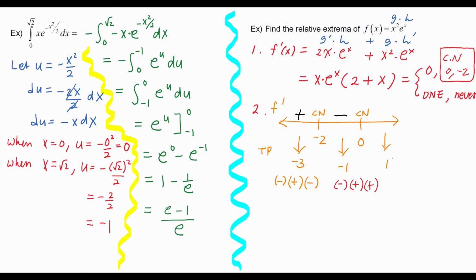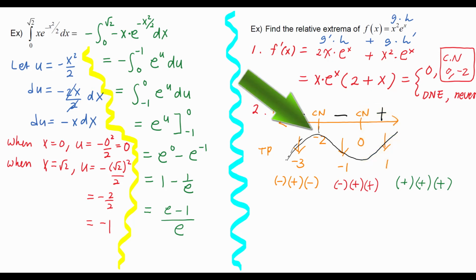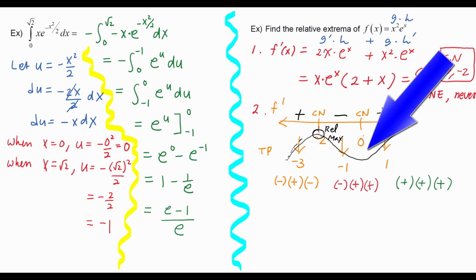If you plug x equal 1, I get 1 equal positive. E to the first power is positive. 2 plus 1 is positive. So product is positive. So because your function is going to be then increasing here, and then decreasing here, and then increasing there. So then you will have relative max at this critical number, negative 2, and you will have relative min at this critical number, 0.